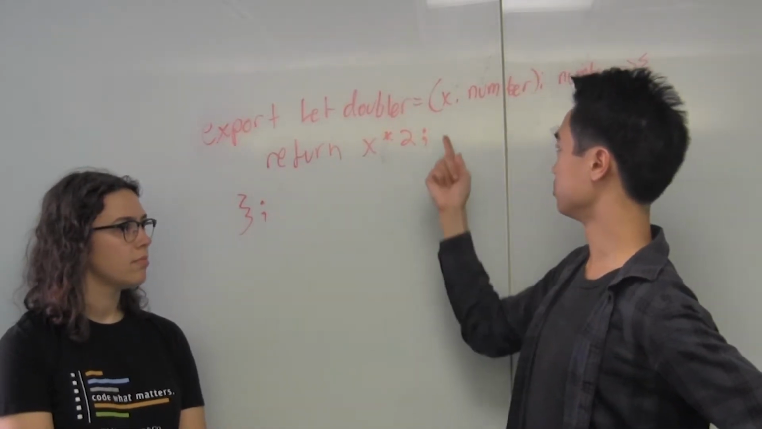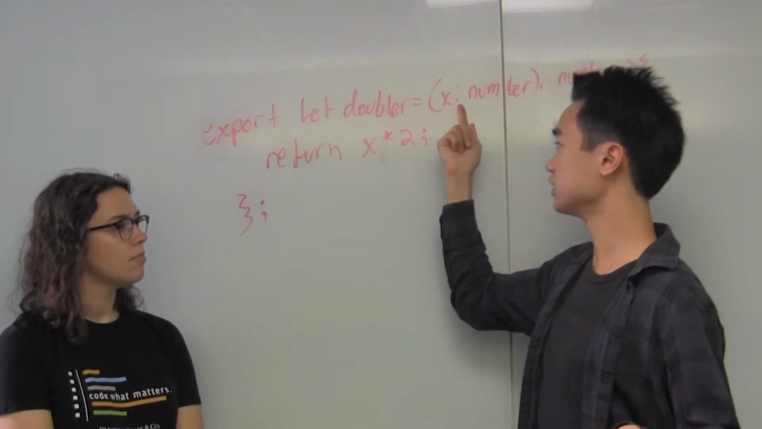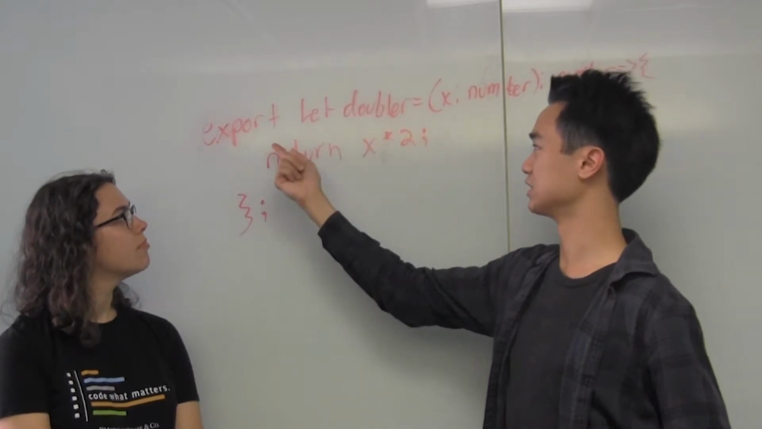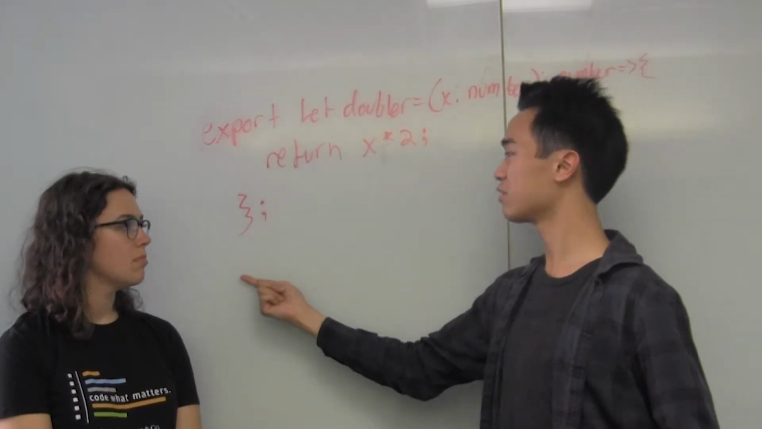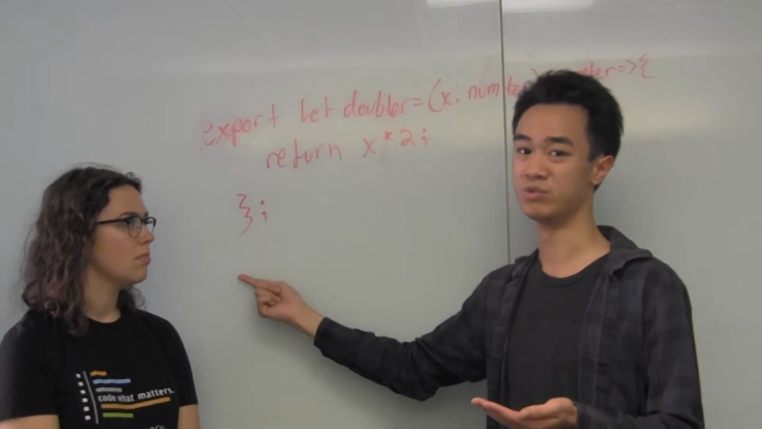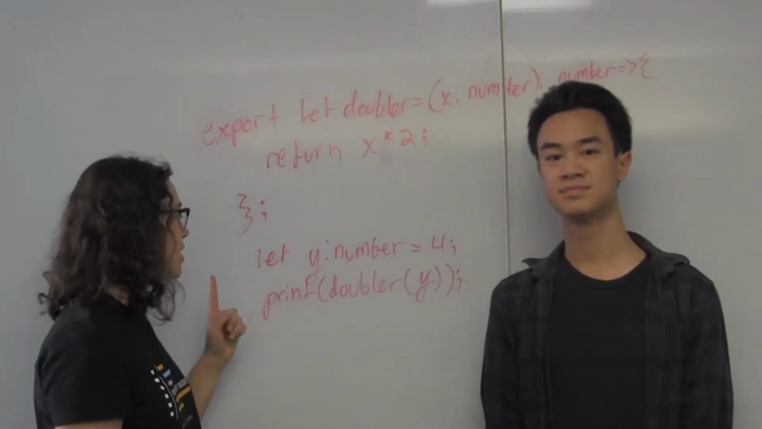If we wanted to print out what the value of x was, we could do it as long as we did it inside the scope of the function. But if we did it down here after the curly braces, it would not. So after we've declared our function, we can use it down here.